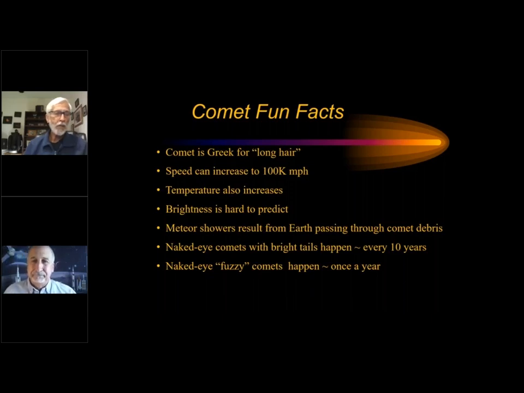In astronomy, we hear the term naked eye quite a bit. It's obvious what that means. It means that these are objects that you can see without the aid of any instruments at all. So with comets, you can't just walk out in your backyard and see a comet. It's not that often that we have naked eye comets. Naked eye comets with bright trails happen about once every decade, about once every 10 years.